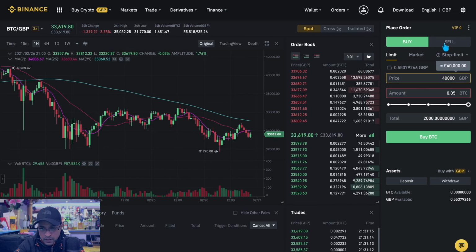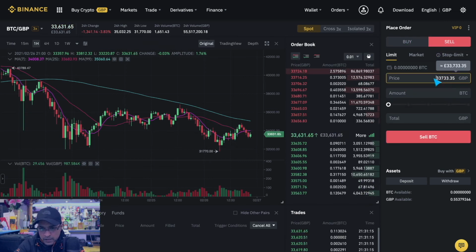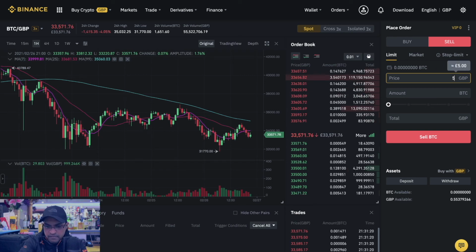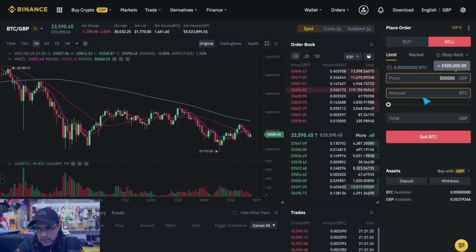You can do the same thing on the sell side as well. If you look, I can change the price and say, I don't want this price, I want to sell it at, say, £500,000 in the future. So you can put all your BTC here, put this price and hit the sell button, and it will sell at a future date when it triggers that price. So that's your limit.